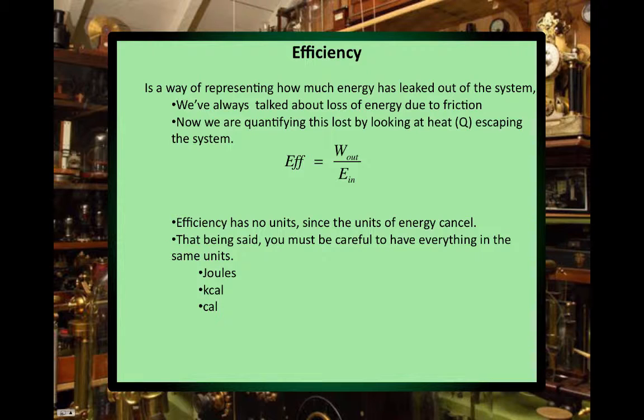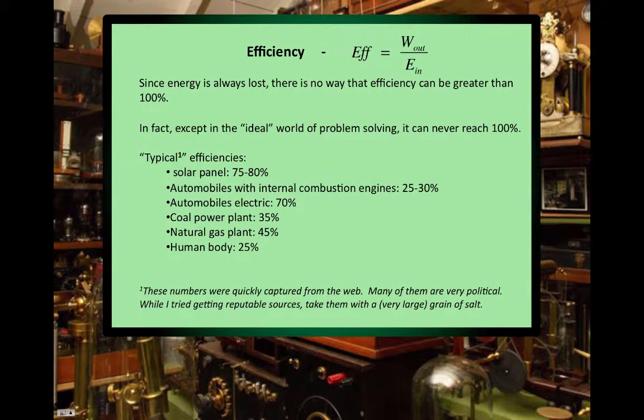Efficiency has no units since the units of energy cancel. That being said, you must be careful to have everything in the same units. Both our work out and our energy in have to have the same type of units, be them joules, kilocalories, or calories. Energy is always lost. There is no way that efficiency can be greater than 100%. In fact, except in the ideal world of problem solving in physics, it never reaches 100%.